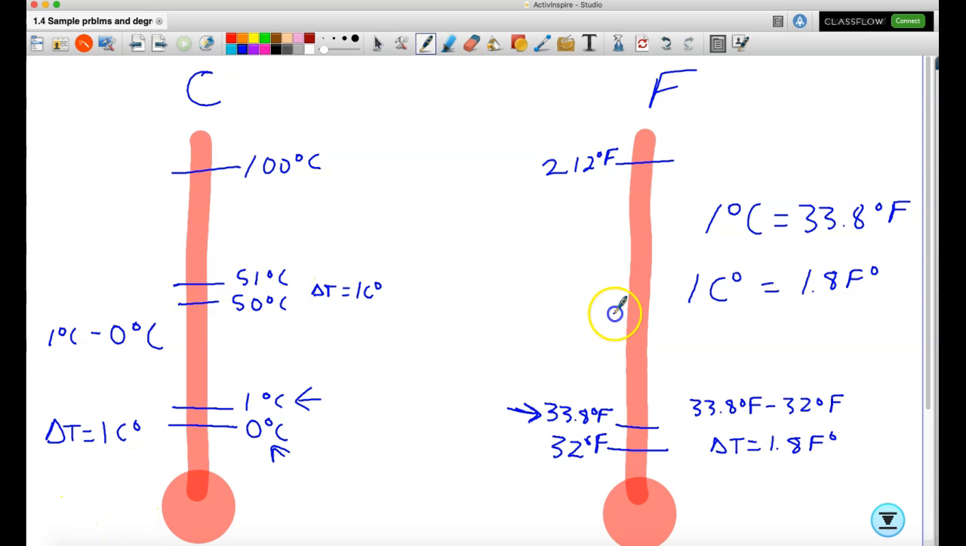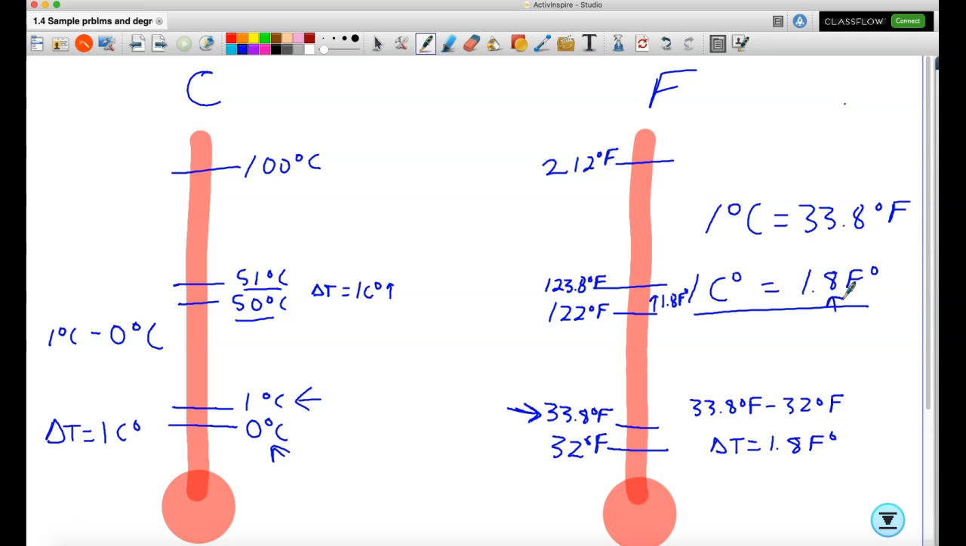50 degrees Celsius is 122 degrees Fahrenheit. But if I have a change of 1 Celsius degree here, how much does that change my Fahrenheit degrees? Well, that's what this tells us. It goes up by a temperature change of 1.8 Fahrenheit degrees. So if I move from 50 to 51 Celsius, I would go from 122 degrees Fahrenheit to 123.8 degrees Fahrenheit. I would just add 1.8 Fahrenheit degrees.